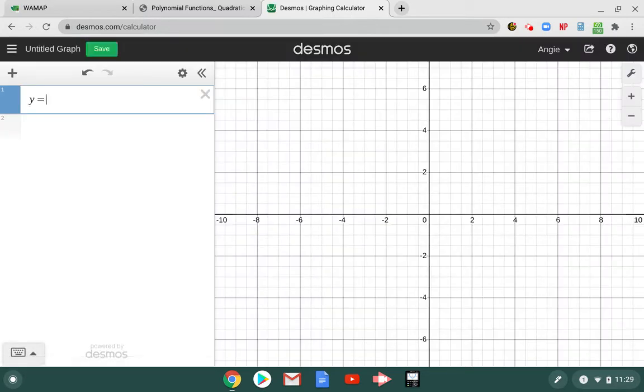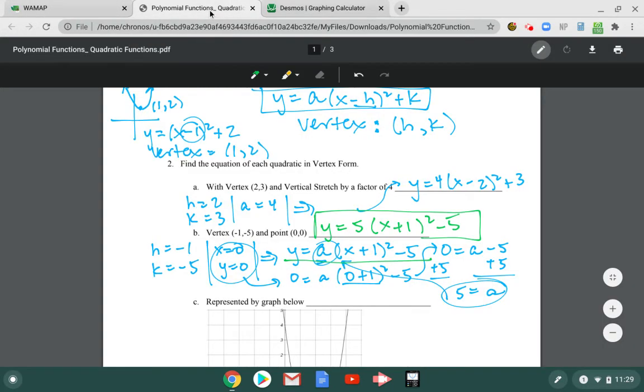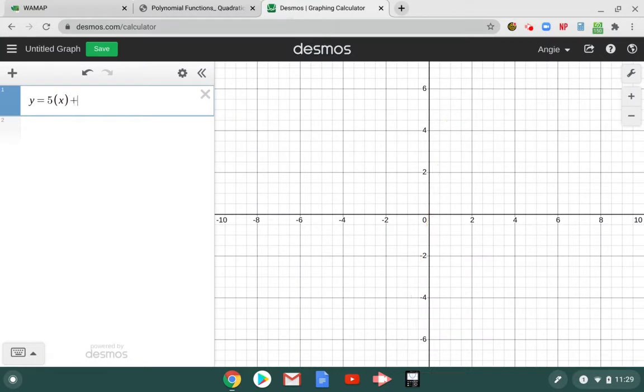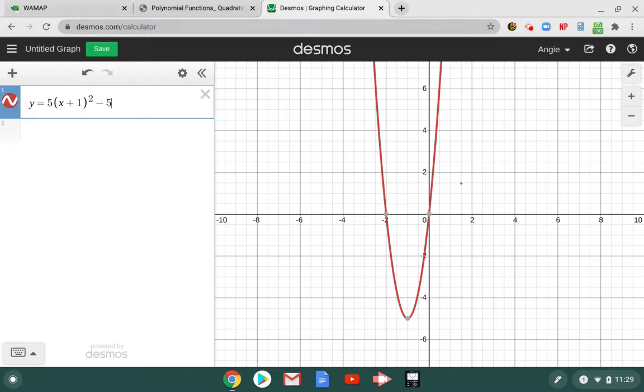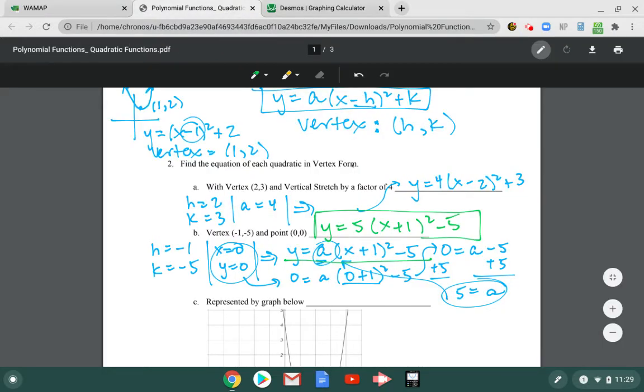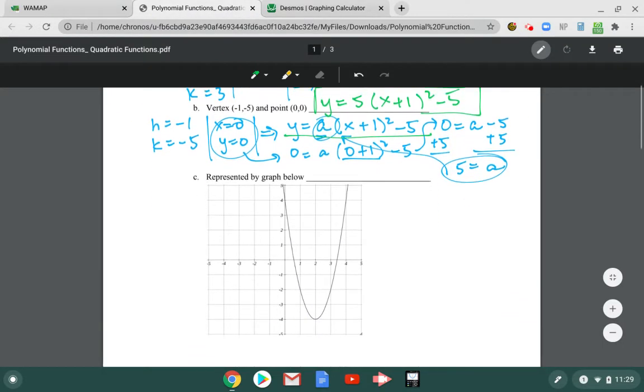And let's put it in here. So y is equal to 5, parentheses, x, I think it was plus 1, squared minus 5. Okay, so x plus 1, and we want that in the parentheses. So plus 1 squared minus 5. Okay, take a look. On the graph here, we do have the correct vertex, (negative 1, negative 5), and the correct point, (0, 0). So a great way to check is by just graphing those in Desmos or your graphing calculator.